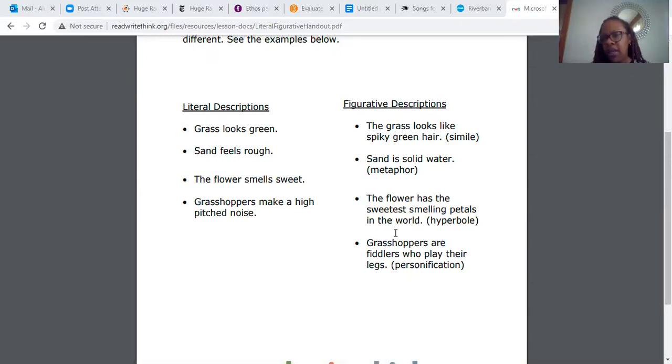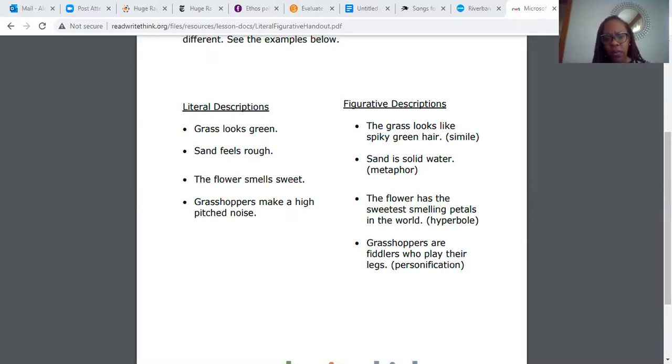That's figurative meaning. Grasshoppers are fiddlers who play their legs. Well, we know grasshoppers don't technically play their legs, but what they're doing is taking something literal like legs and applying a figurative meaning to something musical like a fiddle. So again, it's always this way of the meaning hiding in the language.